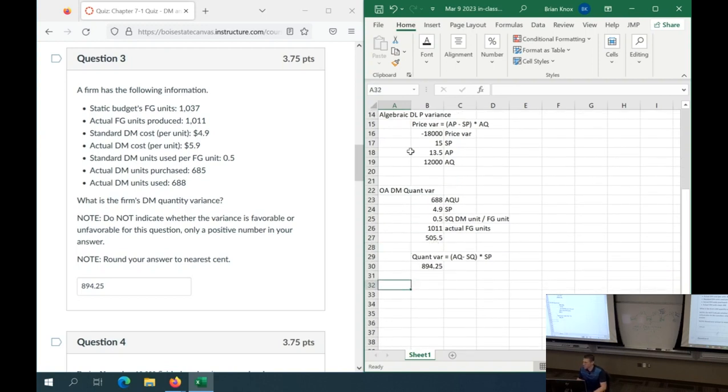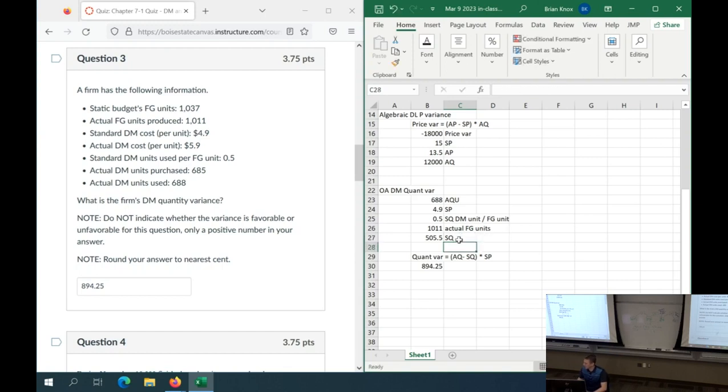Questions on this one? Yeah. Down here? Yeah, no problem. What I didn't do is I didn't label this cell here. So this 505.5 is standard quantity. Haven't done that. No.